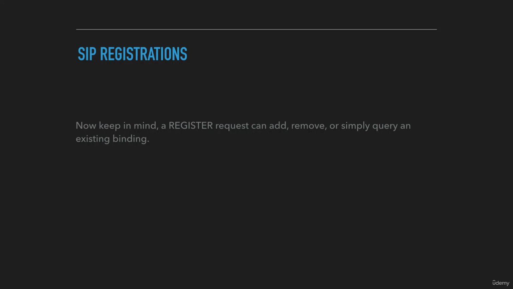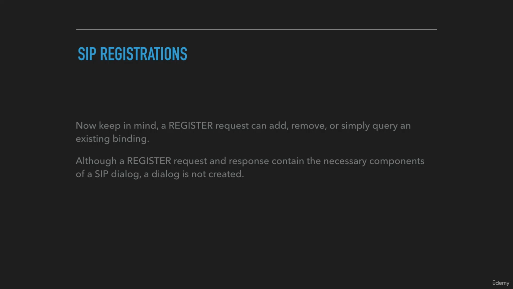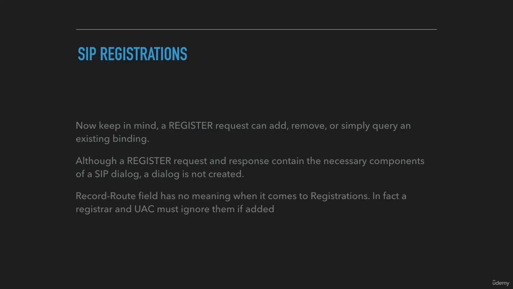Keep in mind, a register request can add, remove, or query an existing binding. Although a register request and response contain the necessary components of a SIP dialog, it doesn't create a dialog. And record route header fields have no meaning when it comes to registrations. In fact, a registrar and a UAC must ignore them if they were added anywhere along the path of the request or to the response.